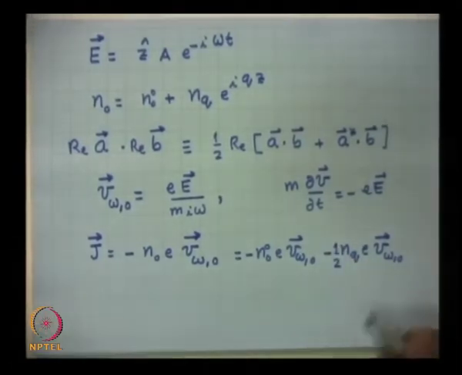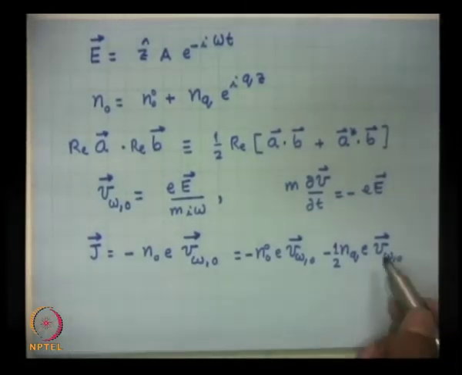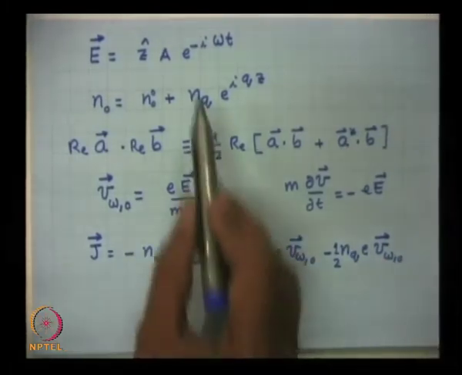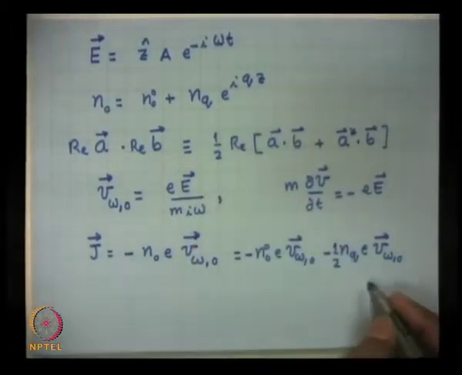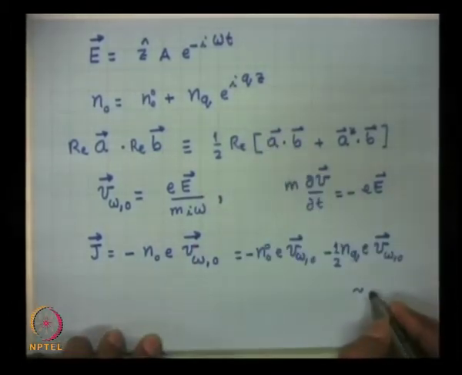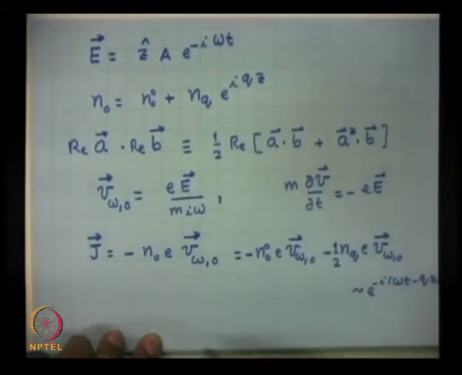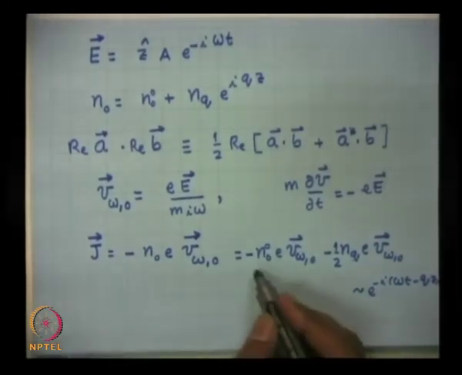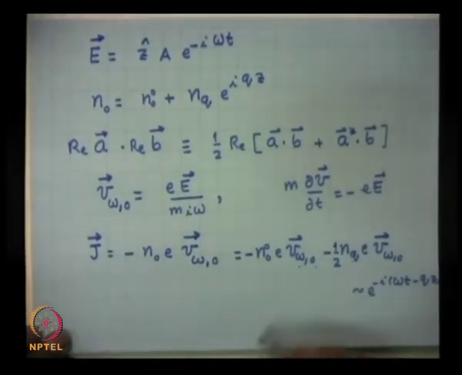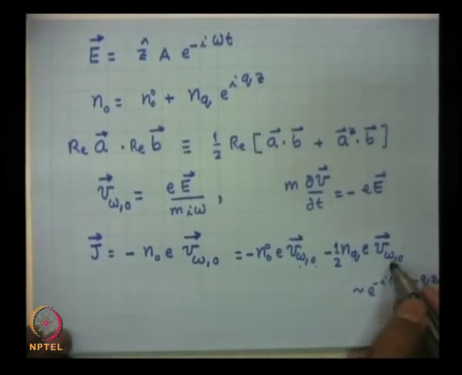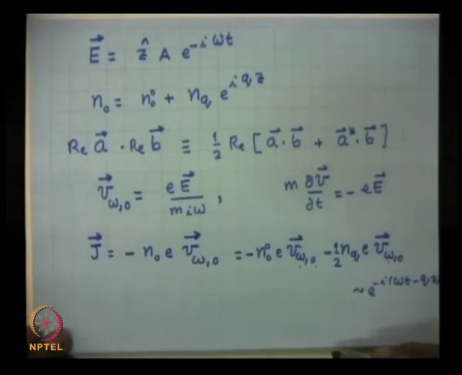So, you are creating a wave of frequency omega, a current of frequency omega and wave number q, because one exponential of the electric field is multiplied with the exponential here. When you multiply the two, this product will go as exponential minus i(omega t minus q z). So, this will give rise to a current at frequency omega and wave number 0, whereas this will give rise to a current at frequency omega and wave number q.